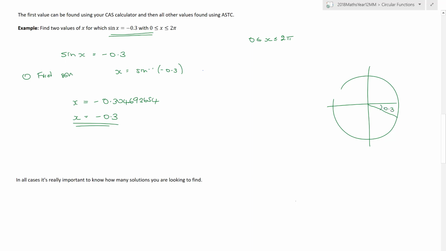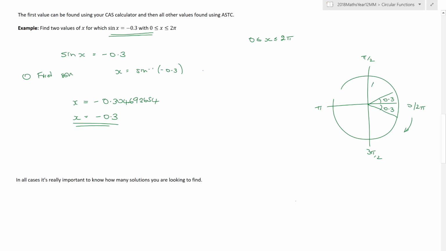I need to have it between 0 and 2 pi. So there we go. Once again, it's 0, that's pi on 2, pi, 3 pi on 2, and 2 pi. Now, the reason, if you remember, when it's minus 0.3, it just means it's coming around the circle in an opposite direction. But I've got that angle with reference to my x-axis, which means that must also be 0.3.